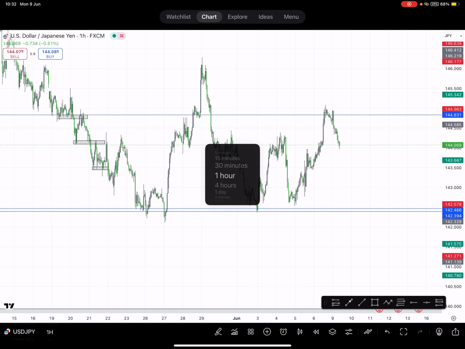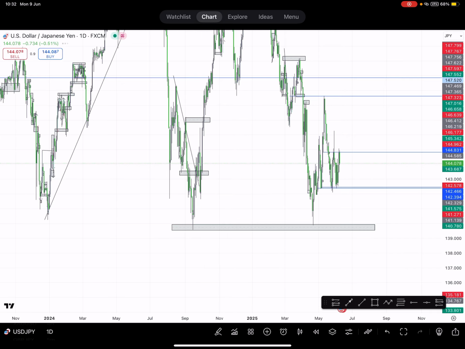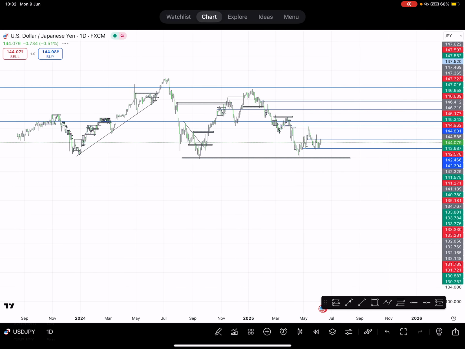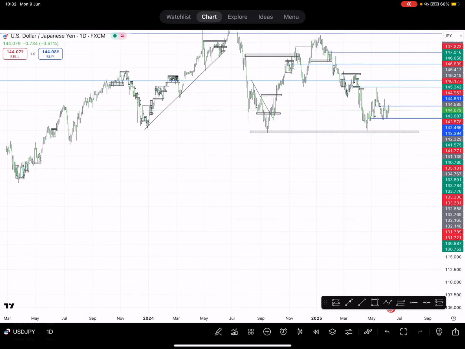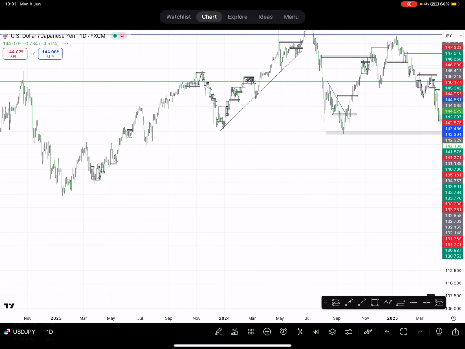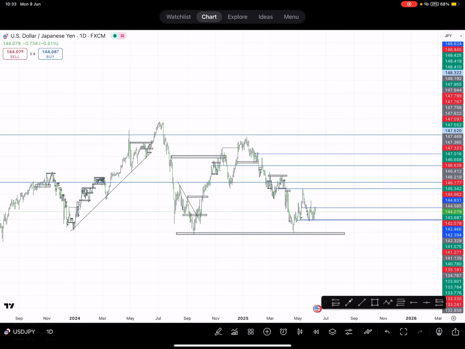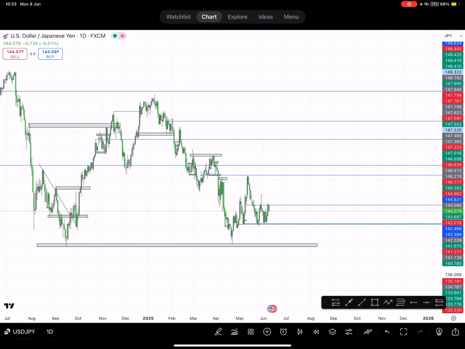So now we're looking at USD JPY on this trade. So I'll switch down to the daily time frame to look at the buyers of the market. So now as you can see, we are on an uptrend still. We are on an uptrend.